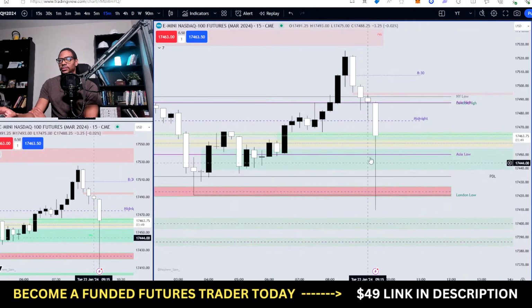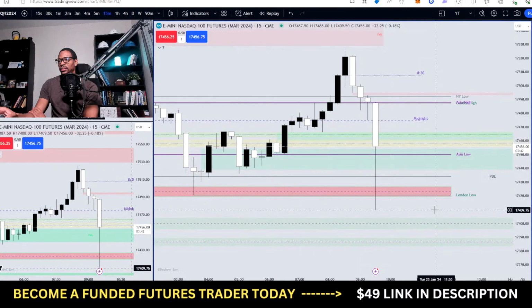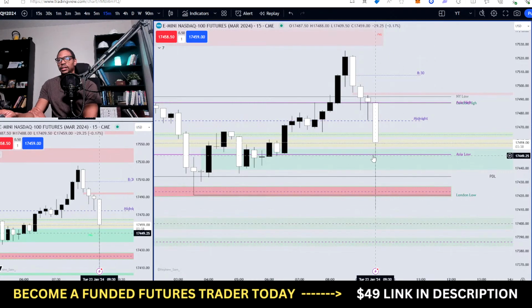Right on 15 minutes. It's a sizable rejection here. About 50, yeah, about 50 points so far. If we were to close right here, we'd be looking at a 50-point wick here.